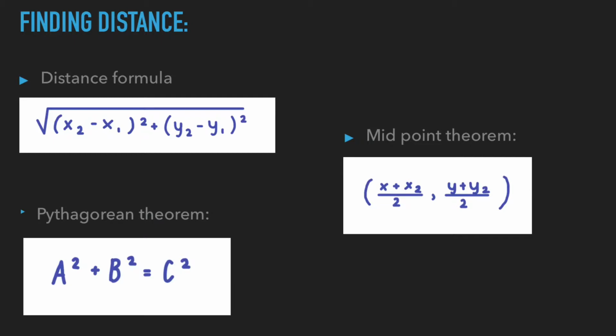To find the midpoint of something, you can find the x-coordinate by doing x1 plus x2 divided by 2, and find the y-coordinate by saying y1 plus y2 divided by 2.